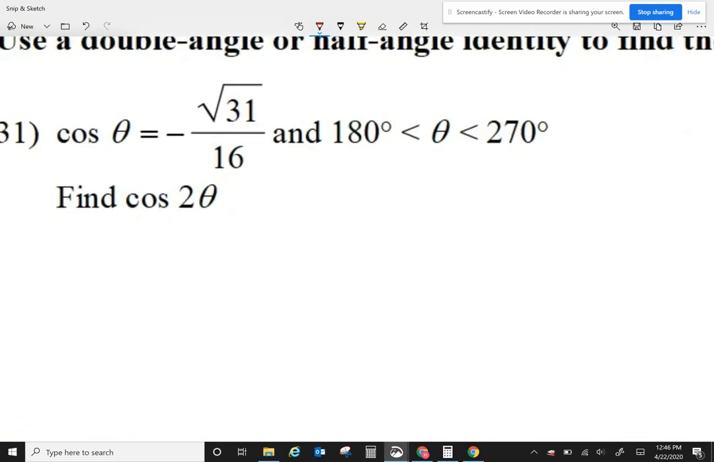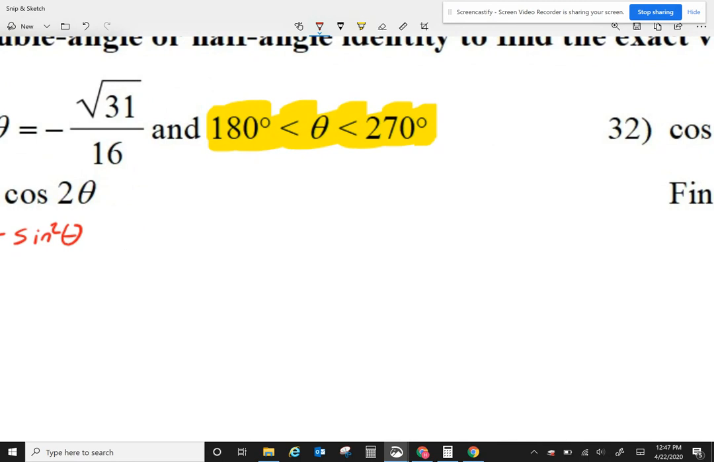Cosine of 2 theta. For this, I have choices. I'm going to use cosine squared of theta minus sine squared of theta. That's from the formulas that I gave you guys. All right. Then I see theta is in between 180 and 270. So if I look at my quadrants on my x and y axis, 180 to 270 is the third quadrant. So I'm going to make my x and y axis, but I'm going to make the third quadrant a little bit bigger.